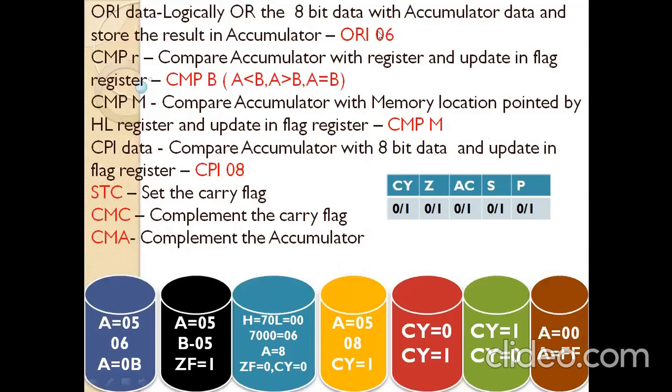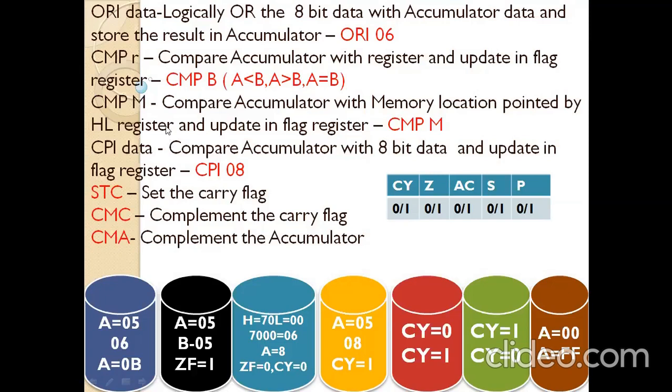ORA 06. The A register value will immediately do the OR operation with this data, and the result will be stored in the A register. The A register data does the OR operation with 06, and the result is stored in the A register. Next, compare instruction.